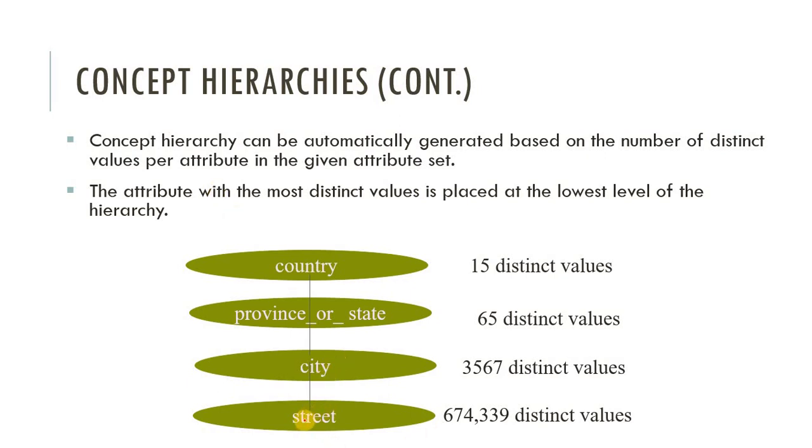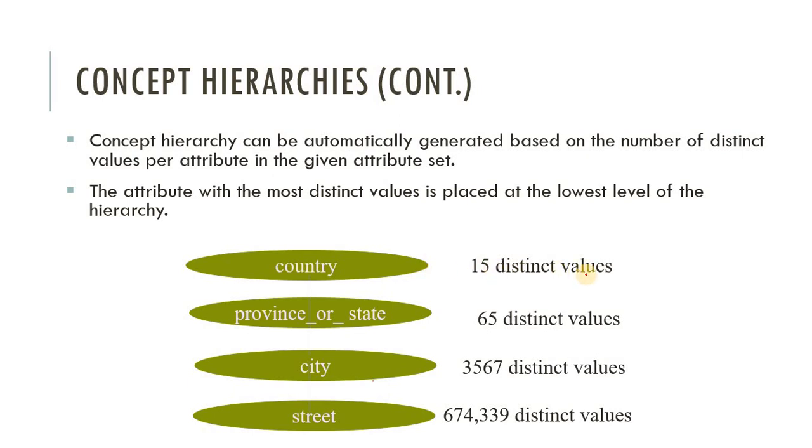We all know that the number of street values is larger than city. So the street is at a lower level than the city. Now we all know that a state contains many cities, so city is defined under state. So city is the second level. Now the country contains many states, so state is defined under the country. Then we define the country level. So this is how a concept hierarchy is created.